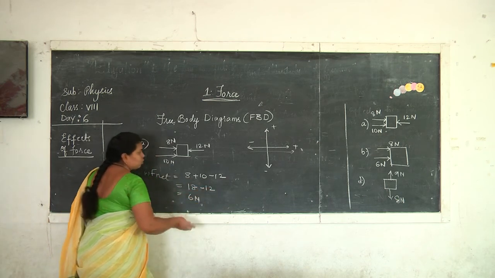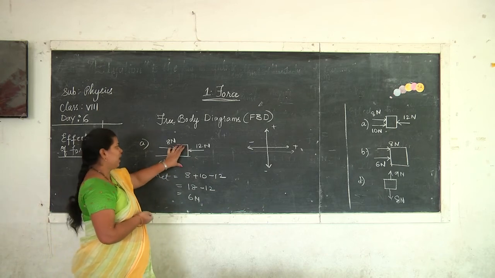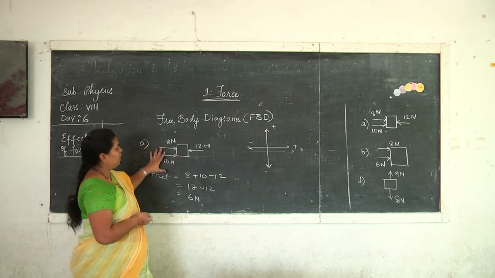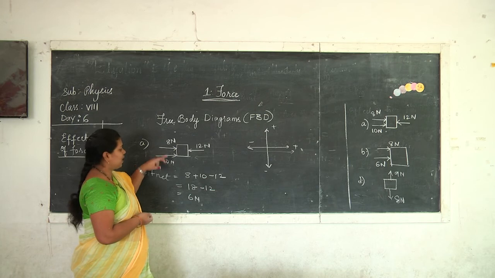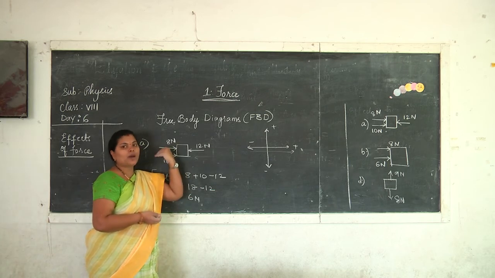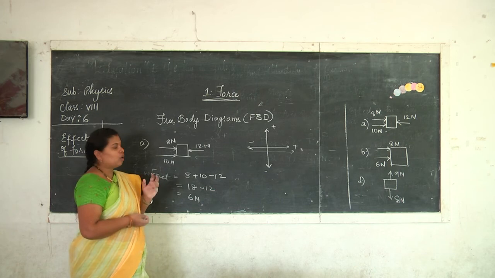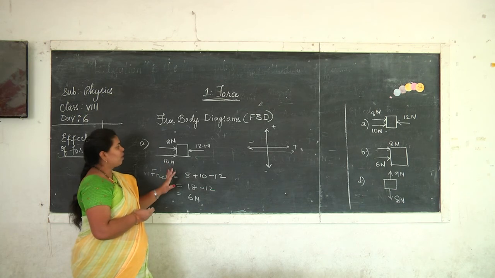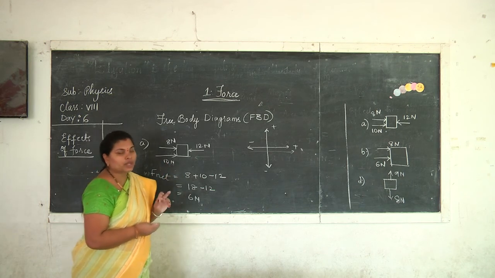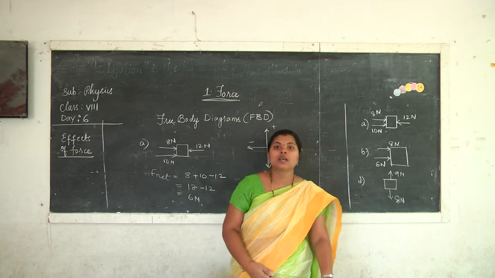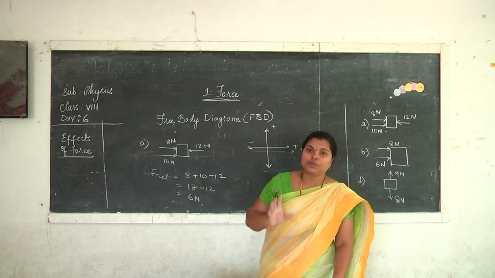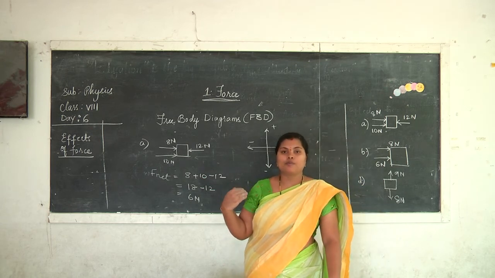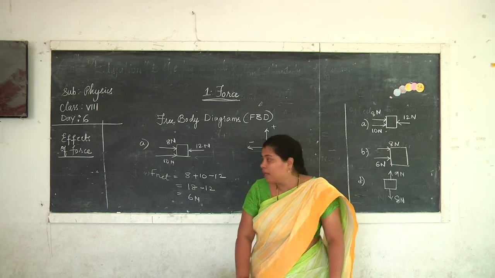18 minus 12 is what? 6. So, though many forces are acting on this body, 8 newtons force from this side, 10 newtons force from this side, the total force acting from this side is 10 plus 8, 18, and it is opposed by a force of 12 newtons. So they get opposed, and overall only 6 newtons of force acts on the body. That means the body will move only with 6 newtons of force, though many forces are acting. This kind of problem can be expected in the exam.